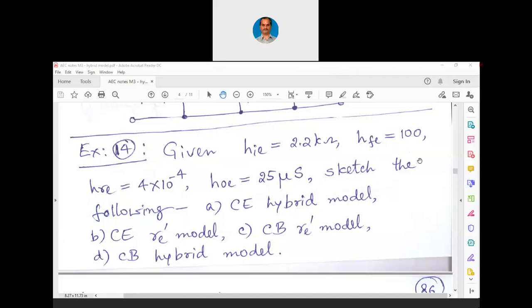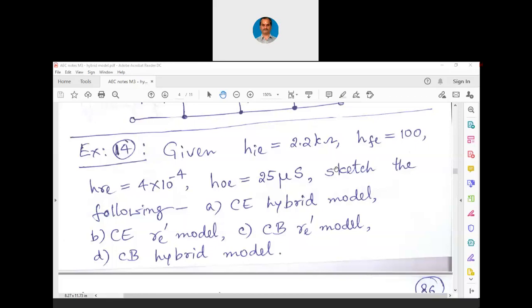Mitesh has given the answer. Correct. HIE is 2.2 kilo ohms. We know that HIE is nothing but beta into RE. Beta is nothing but HFE. So RE is 2.2 kilo ohms divided by 100. That is 2200 divided by 100 is 22.